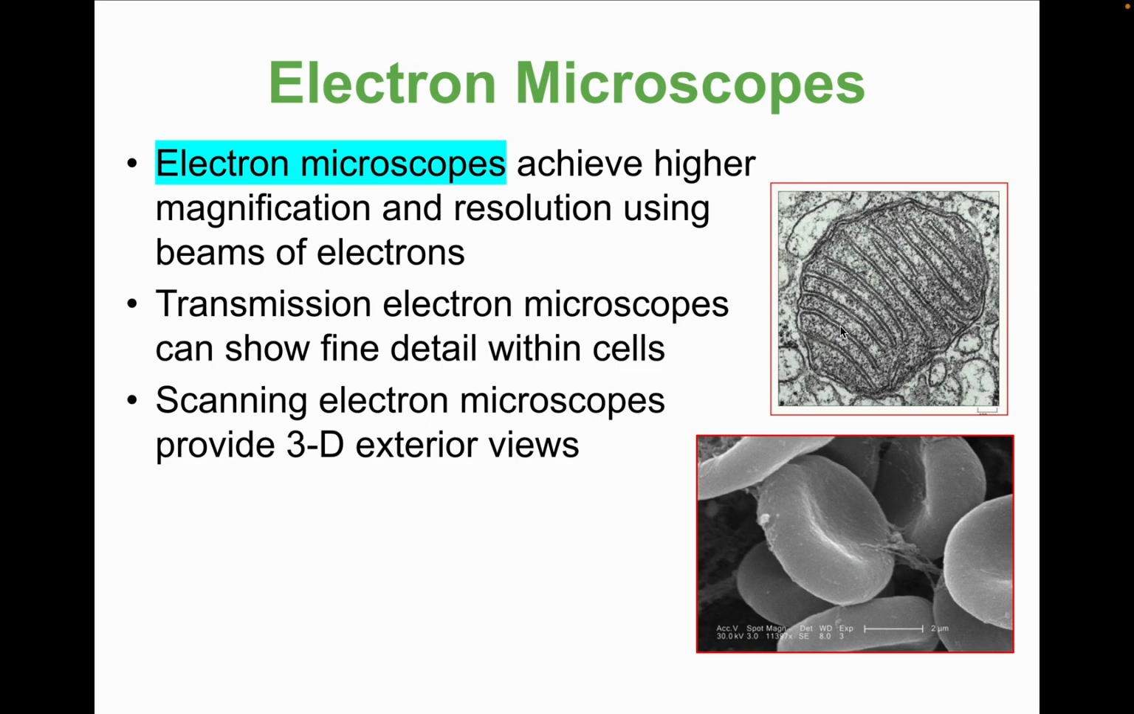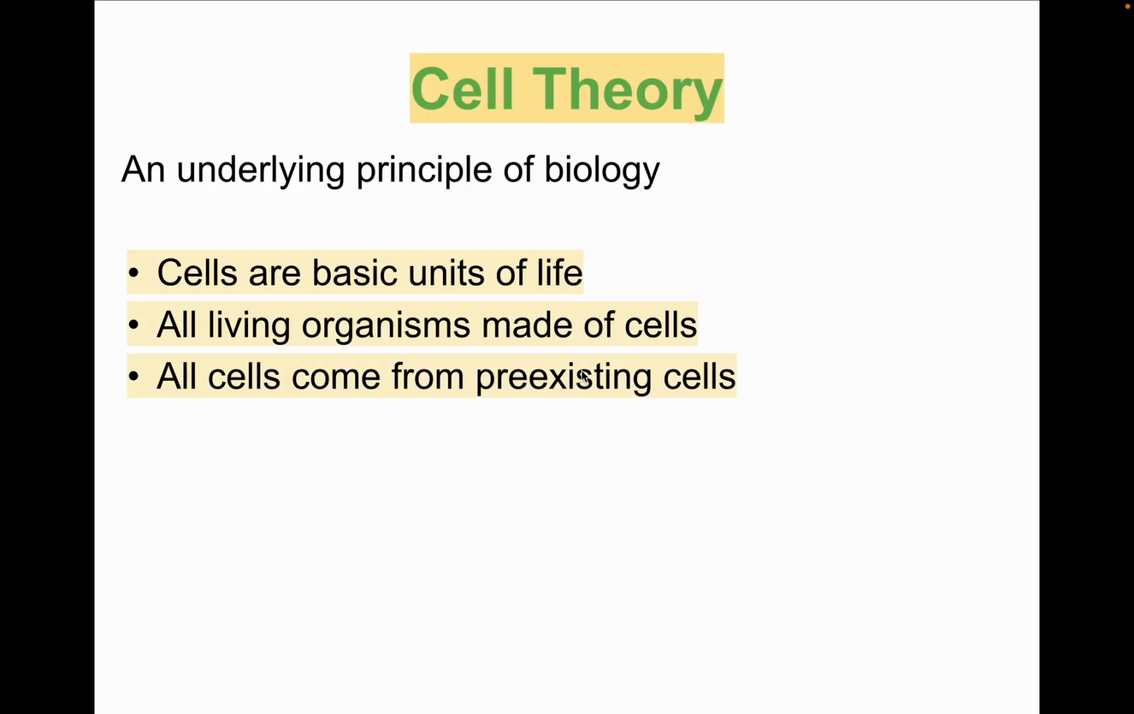So transmission electron microscopes can show fine detail within cells, and scanning electron microscopes provide 3D exterior views such as over here. If you Google some scanning electron microscope images, they are actually super cool, and I highly recommend doing that. And I believe here we're looking at some blood cells.